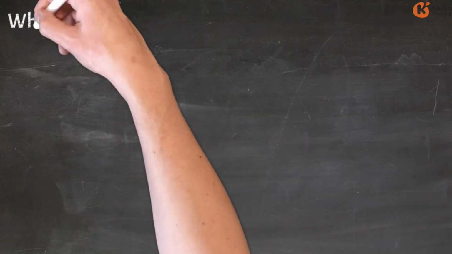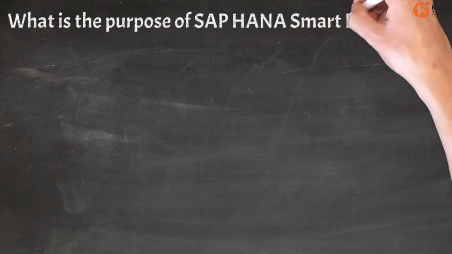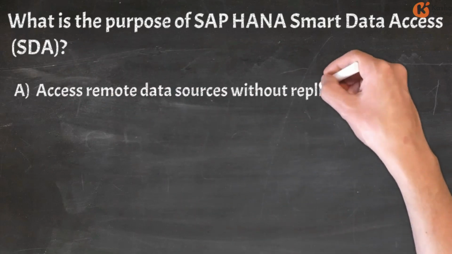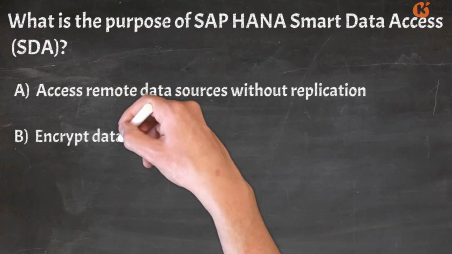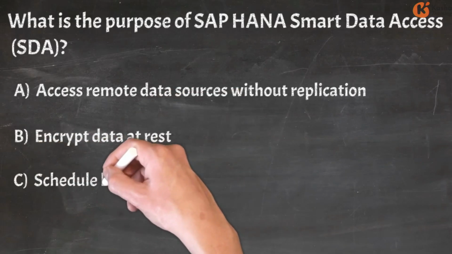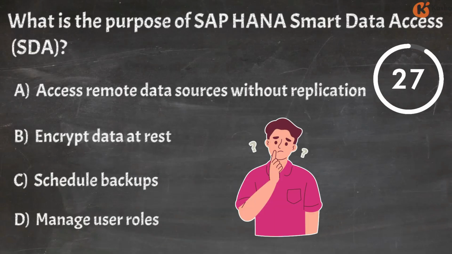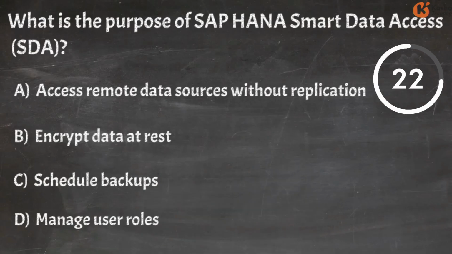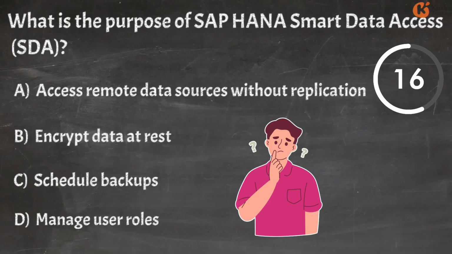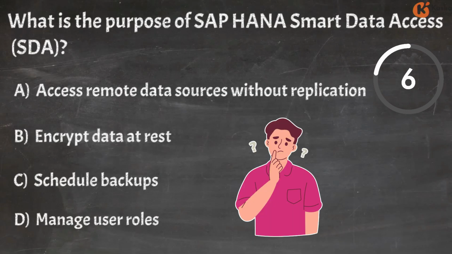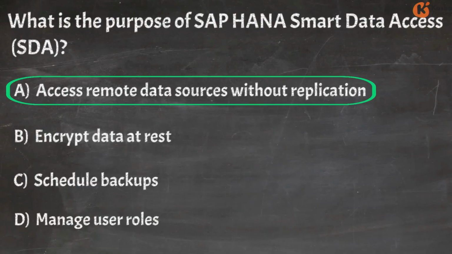Question 22. What is the purpose of SAP HANA Smart Data Access, SDA? A. Access remote data sources without replication. B. Encrypt data at rest. C. Schedule backups. D. Manage user roles. Correct answer A. Access remote data sources without replication.